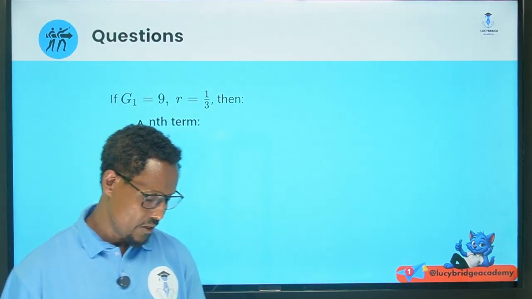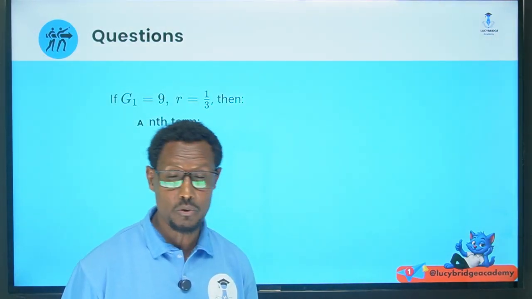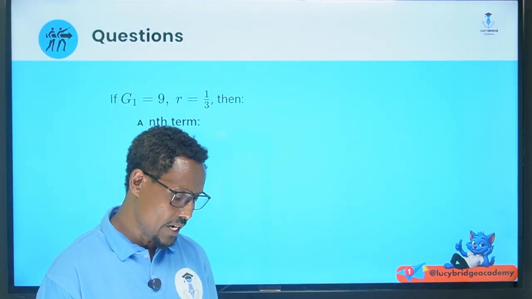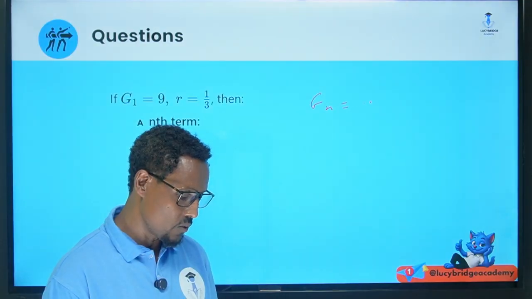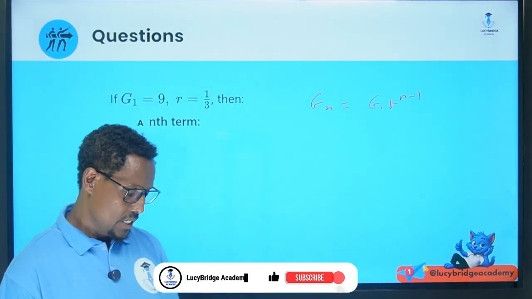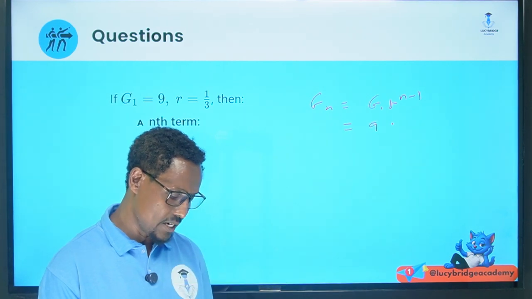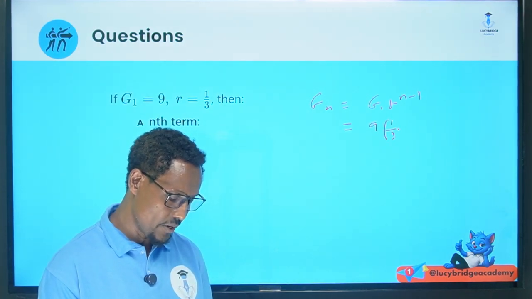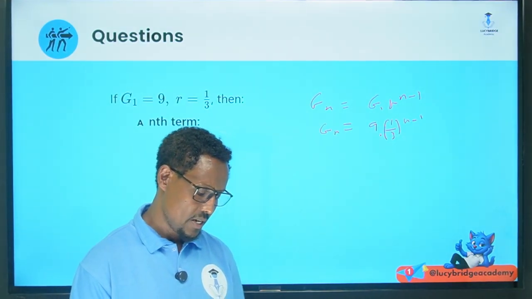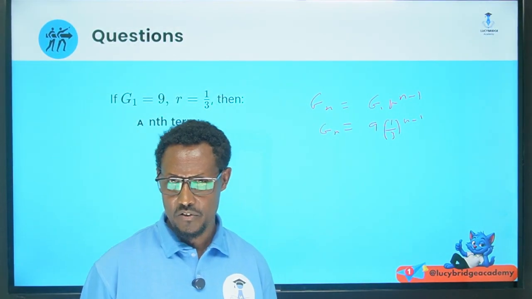Look, example, G1 is given 9. The common ratio r is given 1/3. So we are asked to find the nth term using the general formula, okay? We know that Gn is equal to G1 times r to the power of n minus 1. So I know that G1 is 9 times r, which is 1/3, to the power of n minus 1. This is Gn. So 9 times 1/3 to the power of n minus 1 is the nth term or the general term.